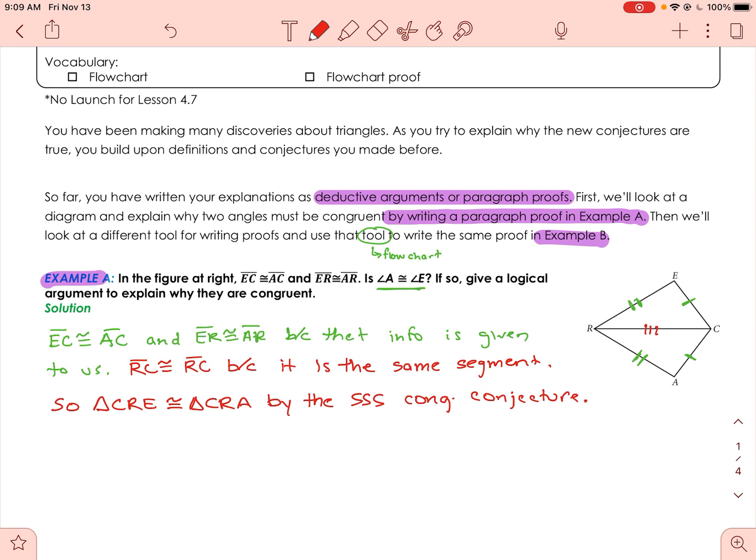Now, if these 2 triangles are congruent, so if triangle CRE is congruent to triangle CRA, then by corresponding parts of congruent triangles being congruent, or CPCTC, angle A is congruent to angle E, since they are corresponding parts. And so that is what a paragraph proof looks like for this proof.